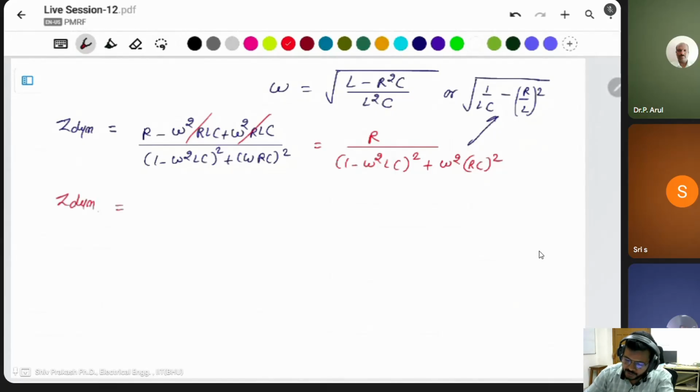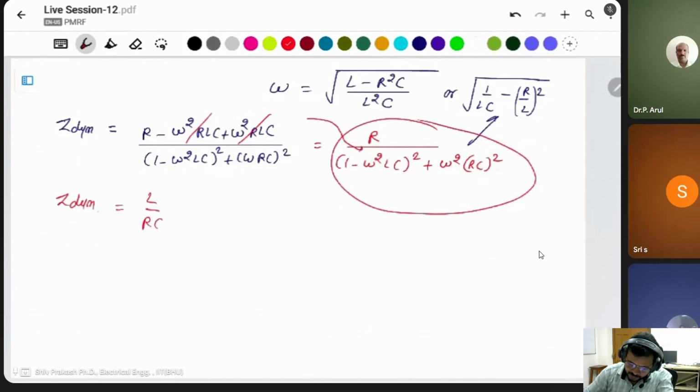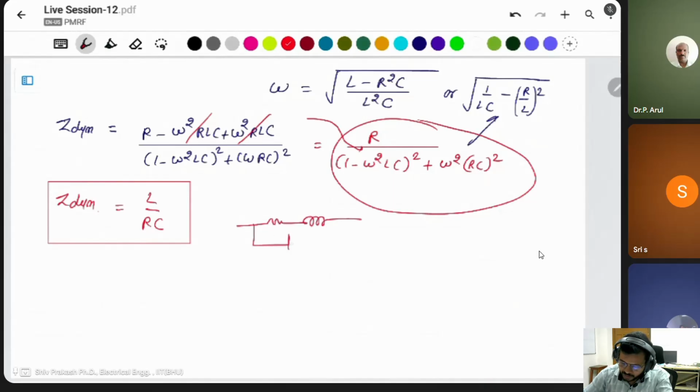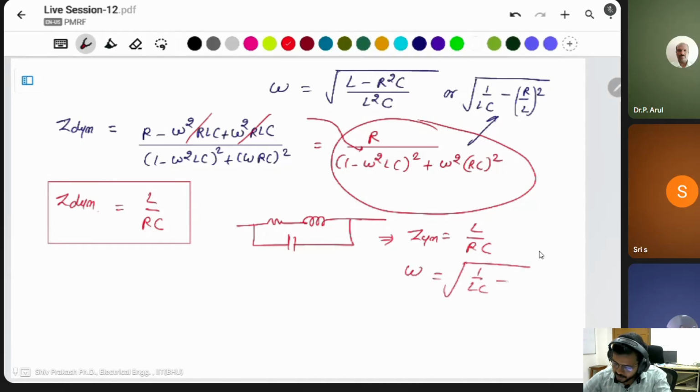If you solve this one thing, you put the value of omega, then the same thing will be L by RC only. Simple formula, L by RC. If the RL circuit is there with a capacitor, the dynamic impedance is simply L by RC, and the omega frequency is root of 1 by LC minus R by L whole square.